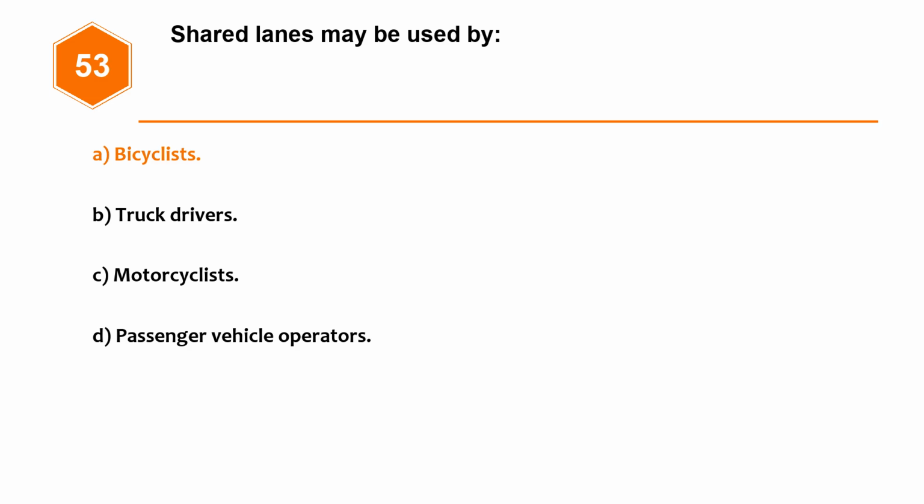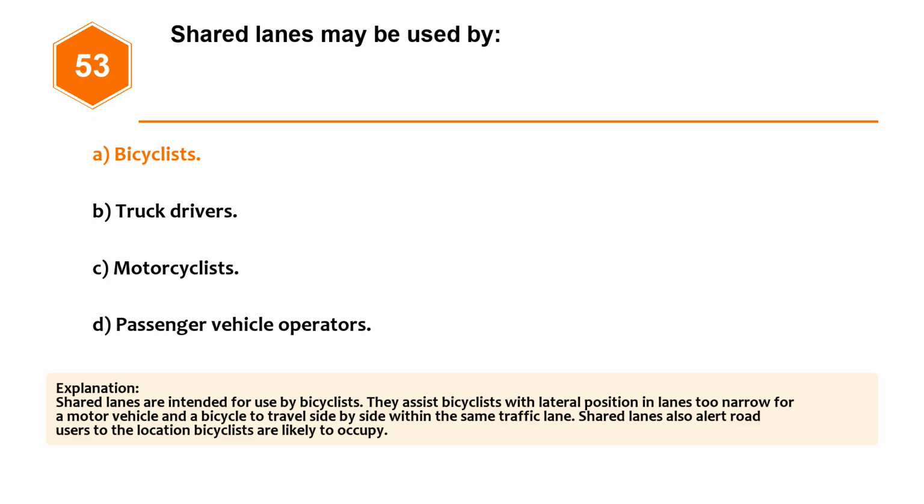The correct answer is option A, bicyclists. Explanation. Shared lanes are intended for use by bicyclists. They assist bicyclists with lateral position in lanes too narrow for a motor vehicle and a bicycle to travel side by side within the same traffic lane. Shared lanes also alert road users to the location bicyclists are likely to occupy.